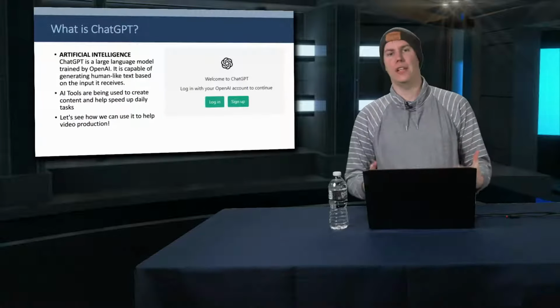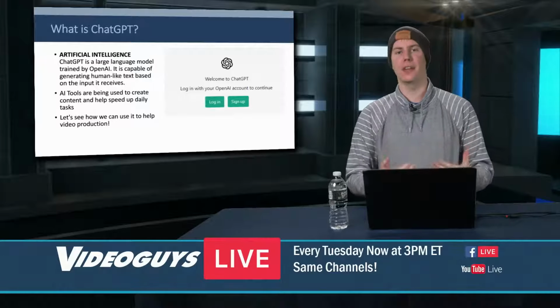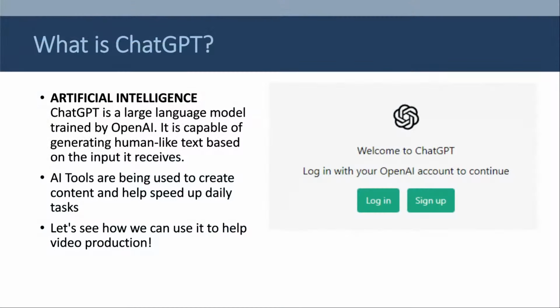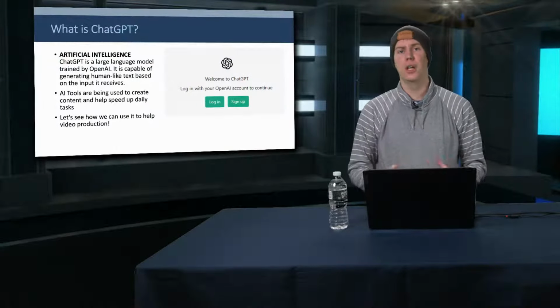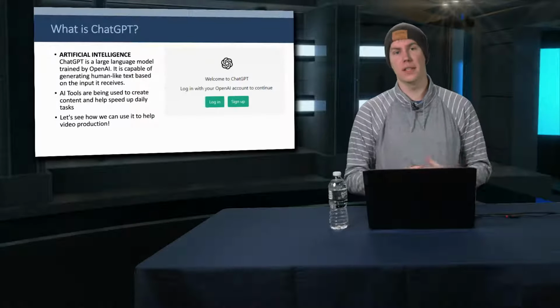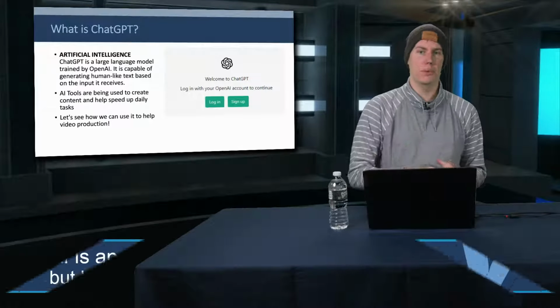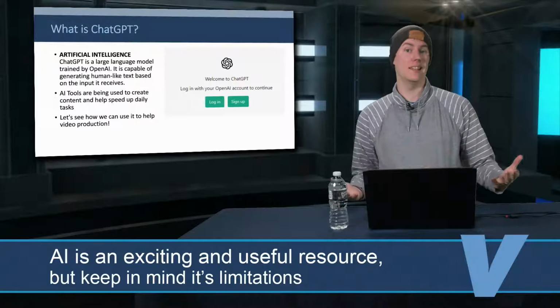So what is ChatGPT? Well, this is the answer that ChatGPT gave us when we asked what ChatGPT is. ChatGPT is a large language model trained by OpenAI. It is capable of generating human-like text based on the input it receives. And how do we interpret that? We interpret that as it is a resource that you can use to ask questions, get some insight on things. I'm going to keep saying this throughout the show, but basically it's a jumping off point. It's a good starting point for your productions or anything really.